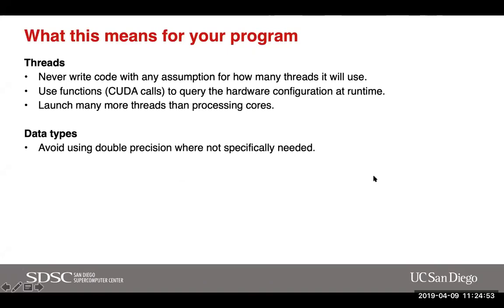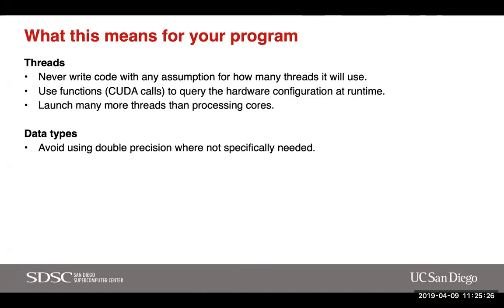What does that all mean for your program? So you should never write a code with any assumption of how many threads it will use. Similar to a CPU code where you will check how many CPU cores you have available, and then, for instance, in an OpenMP code, you execute it with the number of threads that is equivalent to the number of available CPU cores. So you will use CUDA calls, CUDA functions to query the hardware configuration at runtime, and then launch many more threads than processing cores, based on the type of hardware that you have.